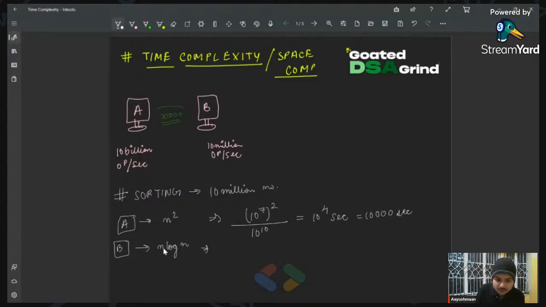Now, similarly, machine B has n log n time complexity. Our n is the number of numbers that we have to sort, so that is 10 to the power 7. And we take log of 10 to the power 7. This is log base 2, and we'll come to know why and how this is log base 2. So we get this as approximately 4464 seconds.